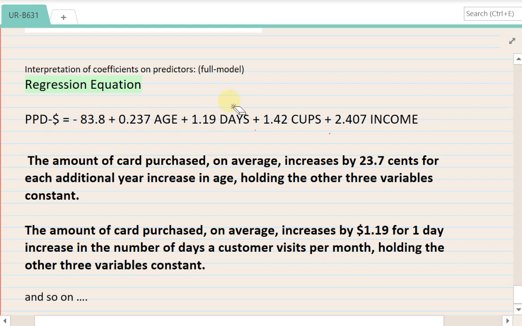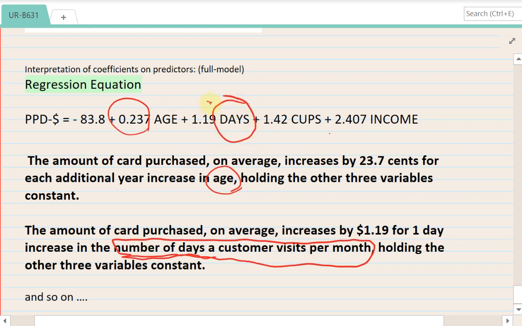And then we move on to the next one. Notice there's 4 variables here, so we have 4 coefficients to interpret. I've interpreted 2 of them. You can interpret the other 2 that I have not. I have done age, the interpretation of the coefficient on age, and I've done the interpretation on number of days a customer visits per month. That's this one, right? Number of days. These other 2, you can try to interpret them.